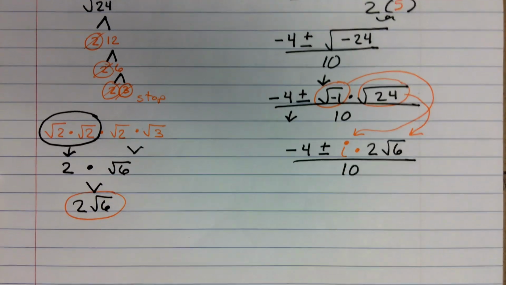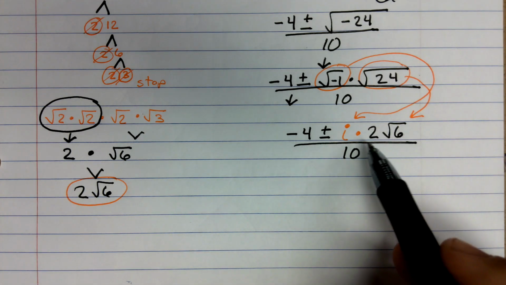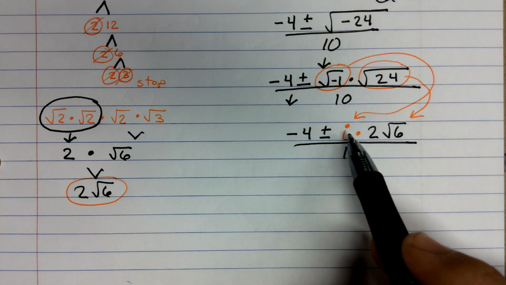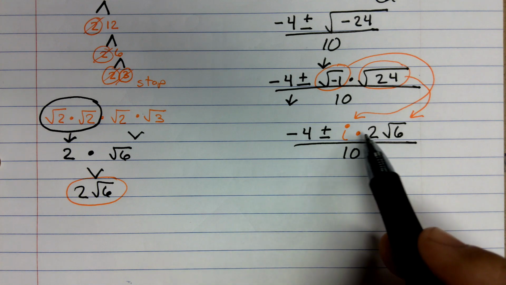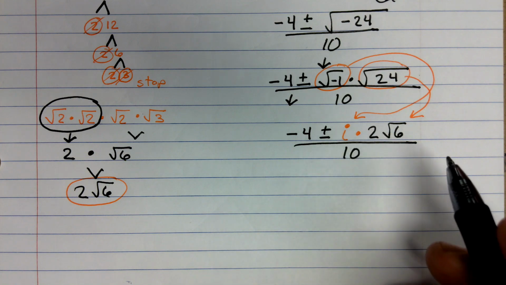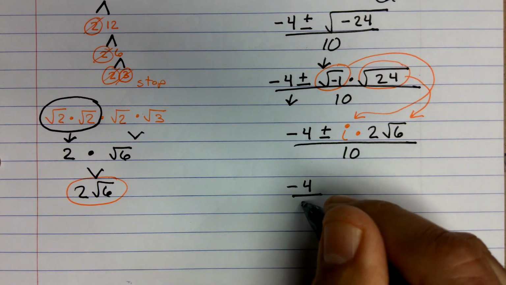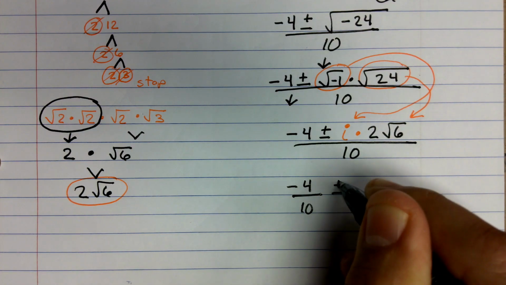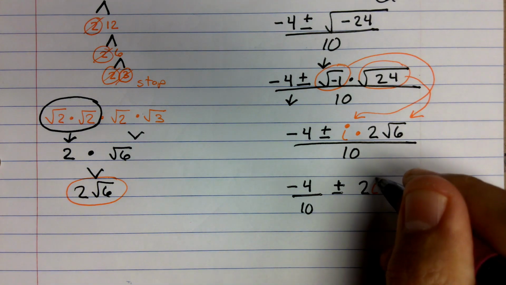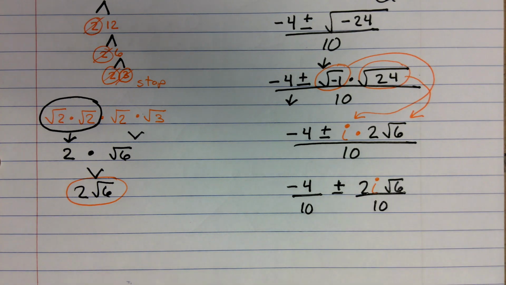Alright, I'm going to move my camera down just a little bit. And let's deal with this 10 in the denominator. And I'm also going to rearrange this. Notice I have the i in front of the 2. Typically, if we have a number outside of a radical, we put the variable after the number, because they're all being multiplied anyways. The order in which they multiply doesn't matter. And so we're going to move the i after the 2. So I'm going to rewrite this as negative 4 over the denominator of 10 plus or minus 2i square root of 6 over 10.